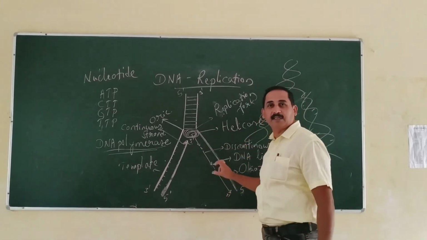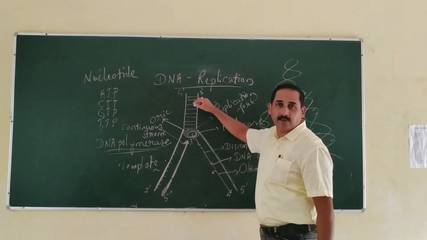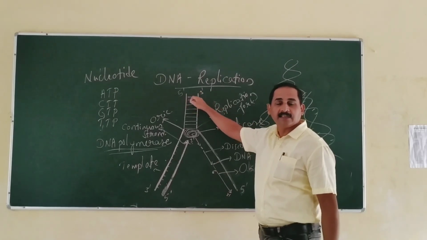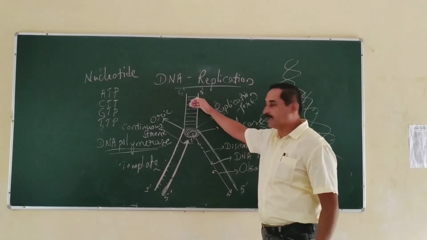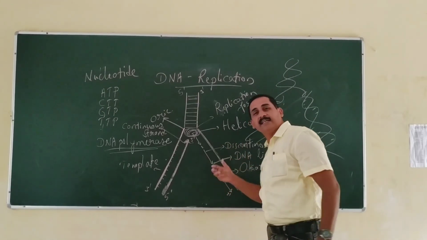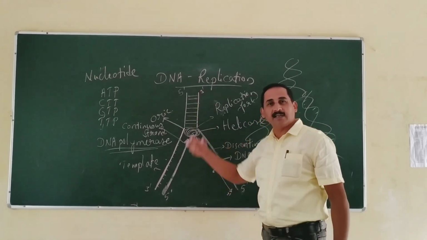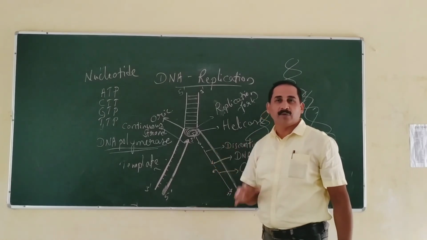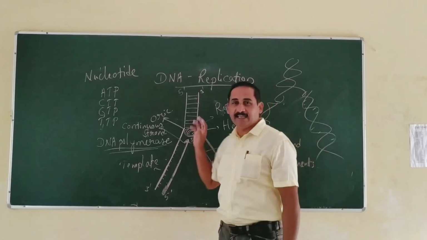After complete replication, at a specific point where a specific nucleotide is present, the releasing factor, a type of protein, stops the synthesis of DNA, and it is twisted in a right-handed fashion that forms the double helical model of DNA. So that's about DNA replication.